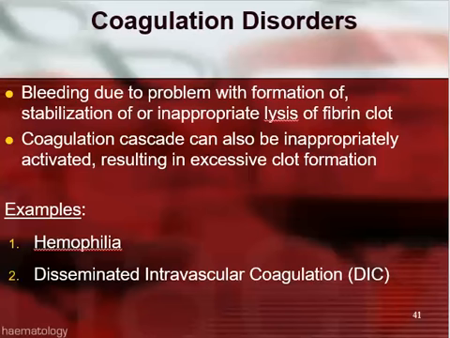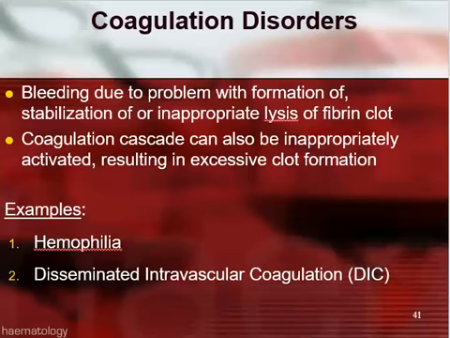So these primary coagulation disorders are a problem with this. So this could be inappropriate lysis, which causes bleeding, or inappropriate formation of the fibrin, so that we have the vascular spasm and the platelet plugs, but then the fibrin doesn't actually cause the clotting. So either way, we can have bleeding. So either we don't form the clots or we remove them too quickly.